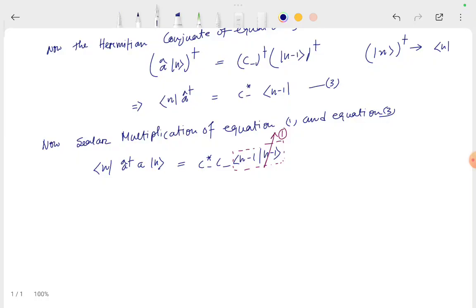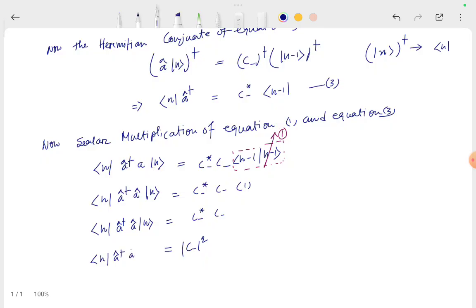So finally we get bra n a cap dagger a cap ket n equals c minus complex conjugate, c minus, times 1. So it equals c minus mod square. You already know the method.